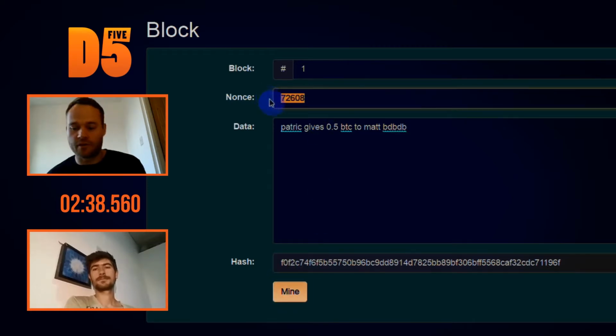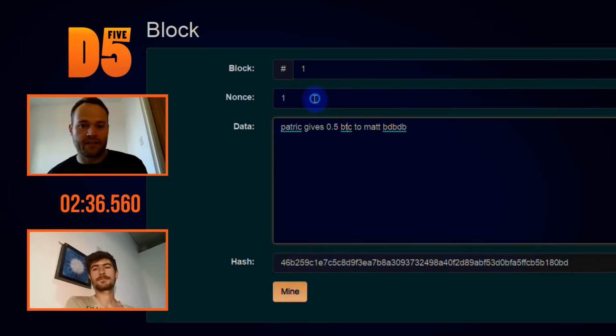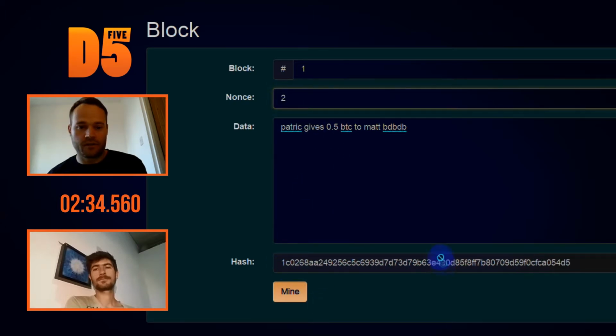So if I start at 1, I get 46. If I go to 2, I get this number. If I go to 3, I get this number. So I can keep doing this forever and ever until I get 4 zeros at the start. It's going to take me ages to do it manually. So you do a process called mining, where you mine that.